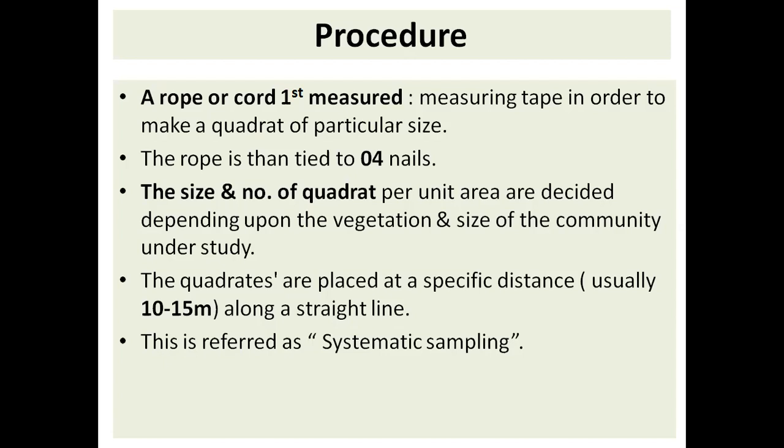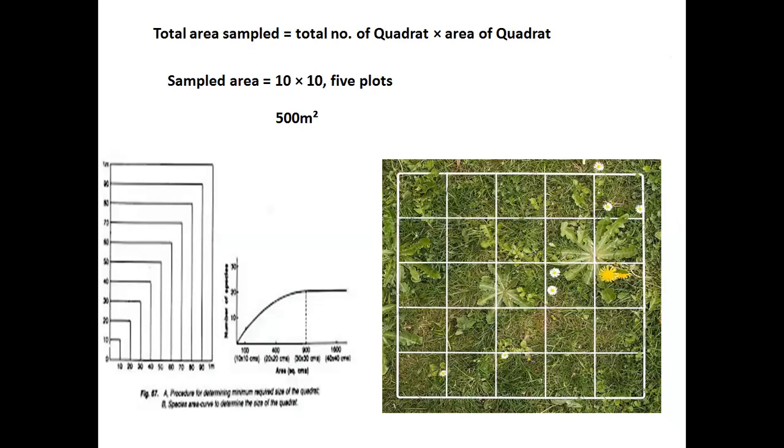The quadrats are placed at a specific distance, usually 10 to 15 meters, along a straight line. So this is referred to as systematic sampling. But you can also go for random sampling and stratified sampling, meaning you can randomly throw the quadrat in the sampling area. So it depends on your choice as well as on the community you are studying.